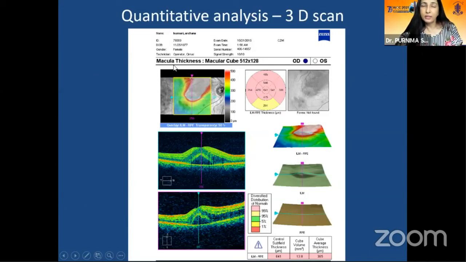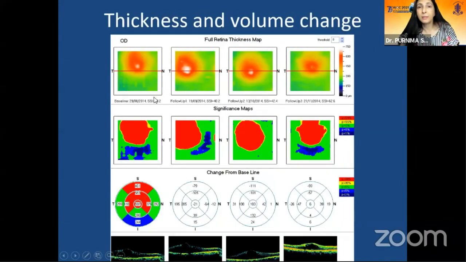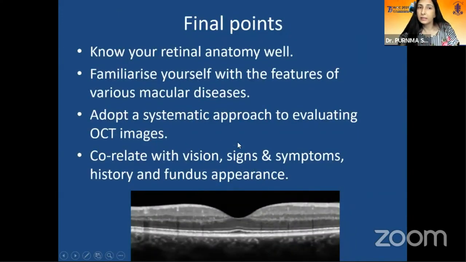Then coming to the final quantitative analysis, which we do with the 3D scan. Here we see the overall thickness and volume of the retina. This is important because this helps us in mapping the progression of the disease as well as seeing the effect of the therapeutic intervention. Finally, I would just like to say that we should be very familiar with the retinal anatomy as well as the OCT features of the different diseases.